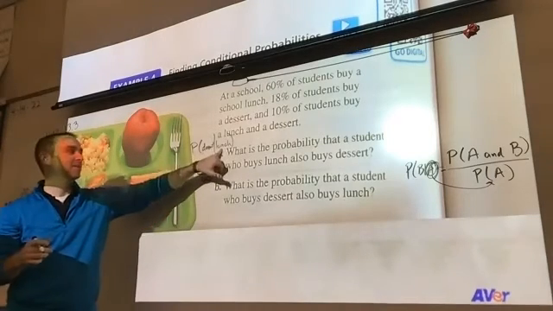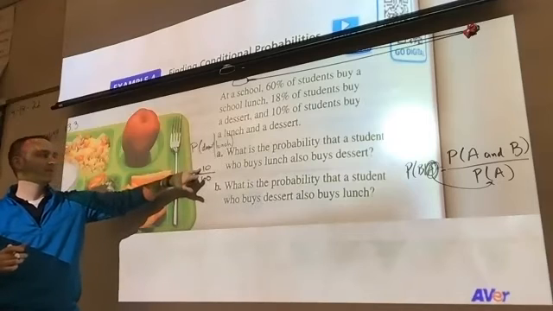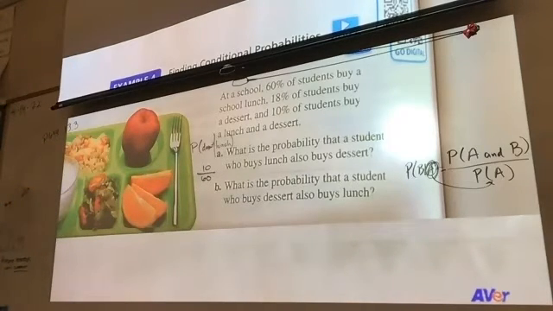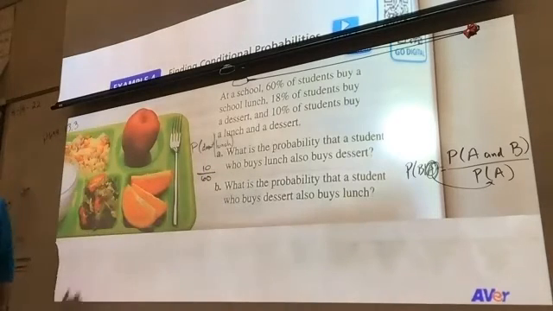So again, the bottom is just lunch. The top is both of them. So now we got a 10 out of 60 chance, a 1/6 probability, 16.7%, however you want to represent it. But there's a 1/6 probability that a student who buys lunch also buys dessert. Okay, by using this stuff.